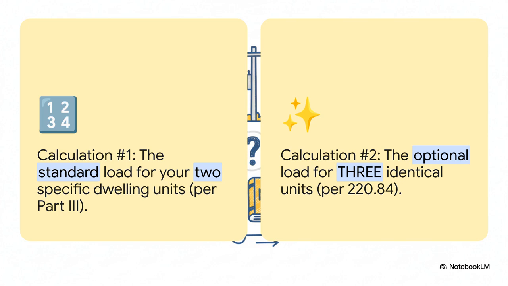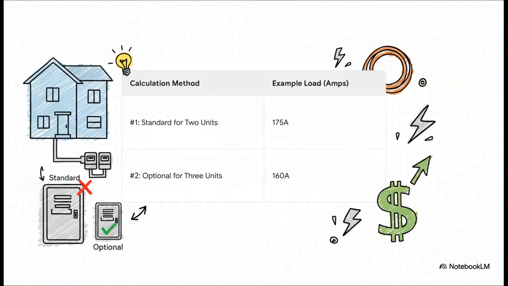In this corner, you've got calculation number 1. That's your standard, by-the-book load calculation for your two specific units. But in the other corner, you have calculation number 2, and this is the special one. Here you get to pretend you have 3 identical units, and you run the numbers using the optional method from 220.84. Why? Because that method gives you way better demand factors. The code basically assumes that with more units, not everyone is blasting the AC and running the oven at the exact same time.